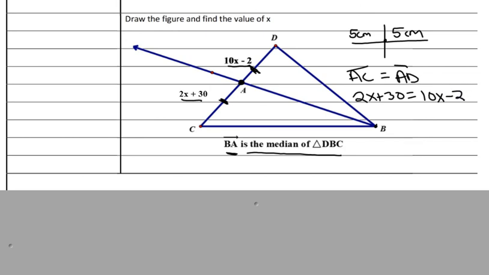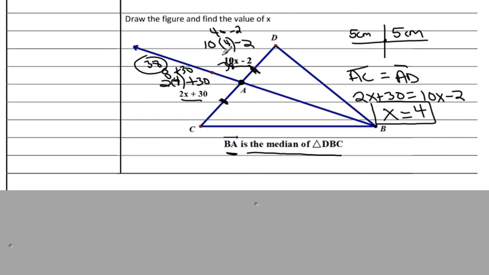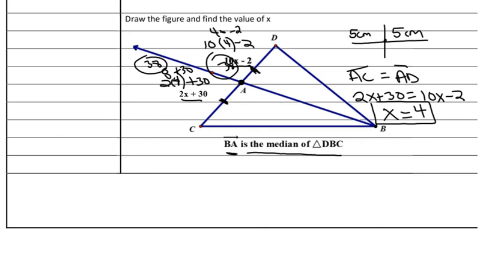All right, go ahead and pause the video and see if you get what I get for the value of x. So we get that x is 4, and just to check our algebra, we would substitute 4 back into each expression, and we should get the same value for each segment AC and AD. 2 times 4 would be 8 plus 30, which is 38. And then 10 times 4 is 40 minus 2, which is also 38. So we know that we did our algebra correctly.